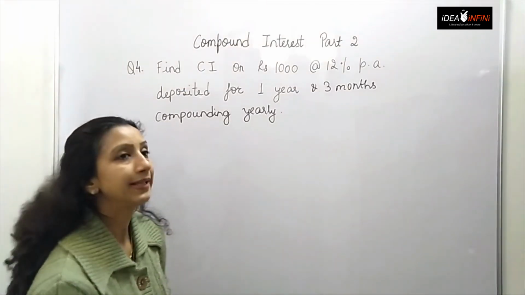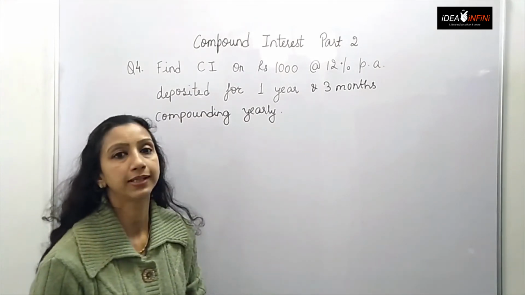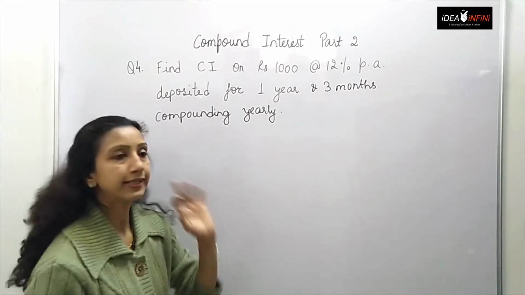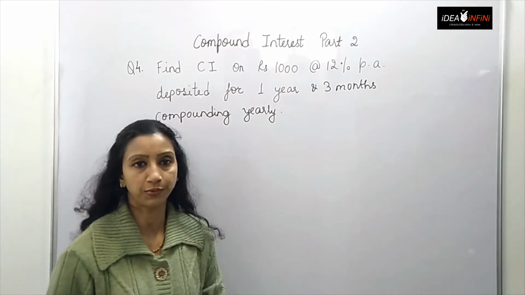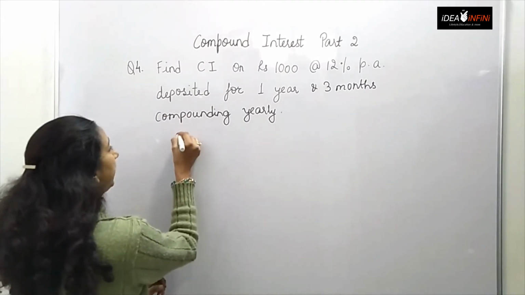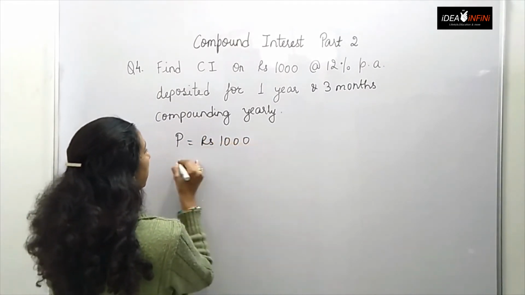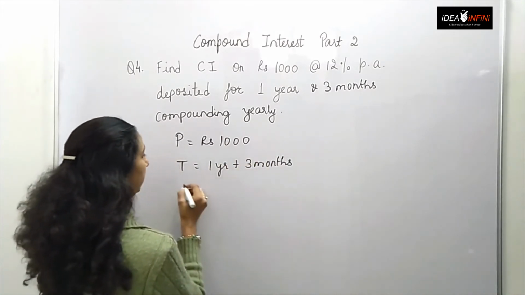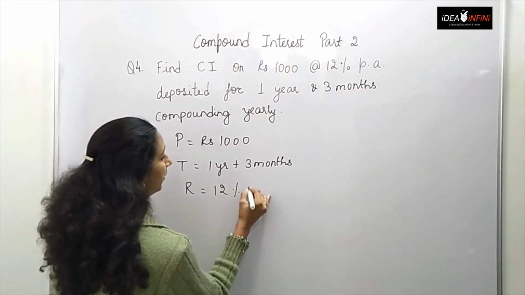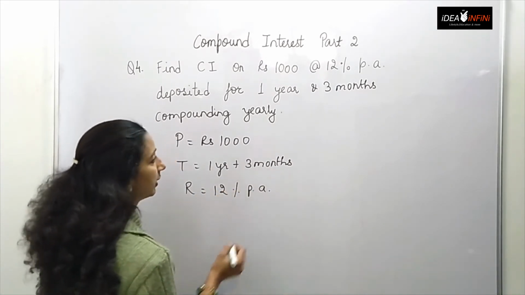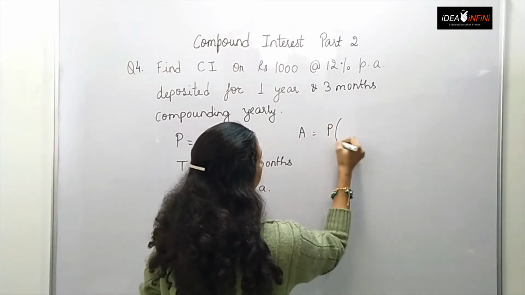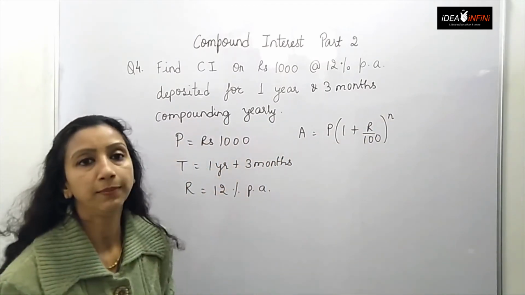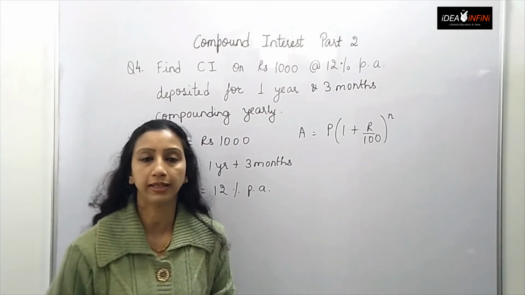Here we have another example. Find CI on rupees 1000 at the rate of 12% per annum, which has been deposited for a year and 3 months. But the compounding is yearly. So what won't change is the rate of interest because it is compounding annually. P becomes rupees 1000. T is 1 year and 3 months. 3 months means 1/4 of a year, and the rate of interest will be 12% per annum. The difference here is that the amount will be calculated now in 2 steps. n is 1 year and 3 months, but n cannot be a fraction because otherwise it won't be easy for us to solve.